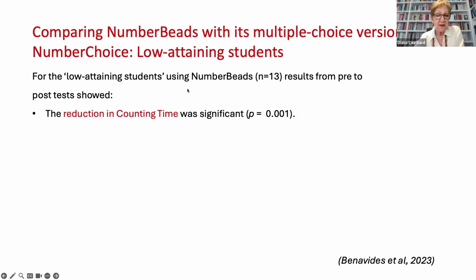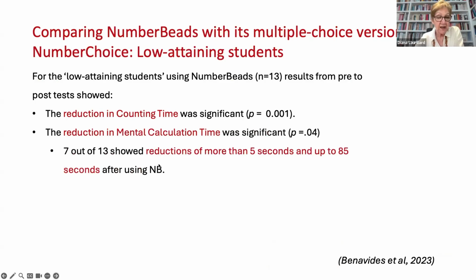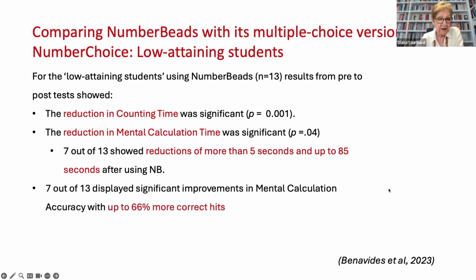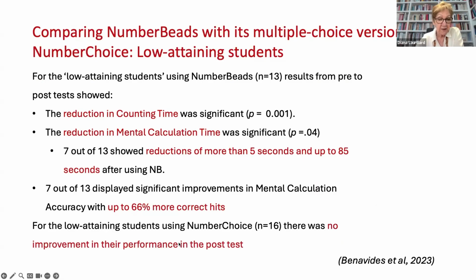For low attaining students, results from pre-test to post-test show reduction in counting time, and reduction in mental calculation time of more than 5 seconds, up to 85 seconds, after using number beads, so they got much more fluent. 7 out of 13 displayed significant improvements in mental calculation accuracy, with up to 66% more hits. Whereas for the low attaining students doing number choice, there was no improvement. And that's what's going to be happening in every classroom where they're using those kinds of multiple choice test type digital games, where really all they're doing is just guessing, and their performance doesn't improve.